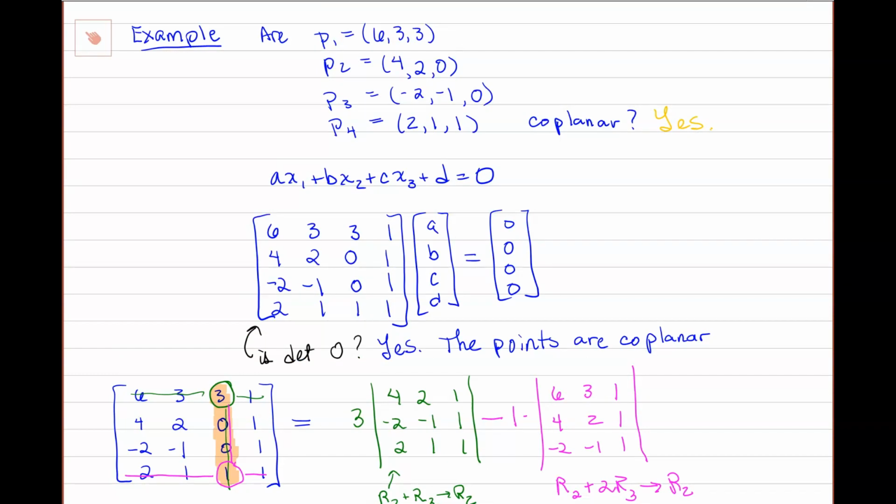Now, if I had computed that determinant and I had gotten a number that was not 0, then the answer would be no, they aren't coplanar, right? Okay, so that's it. That's how we can use a determinant to tell us whether or not 4 points in three-dimensional space are coplanar.